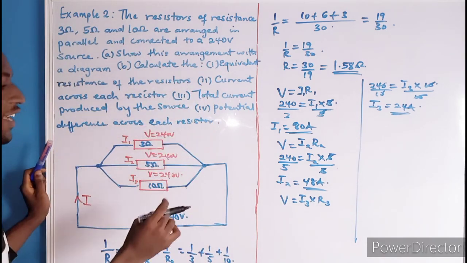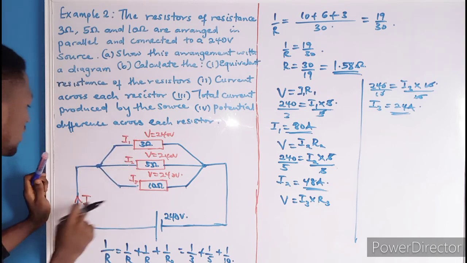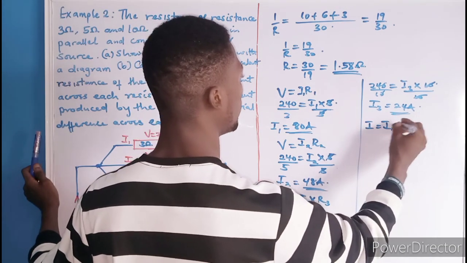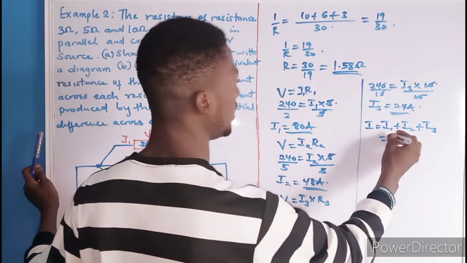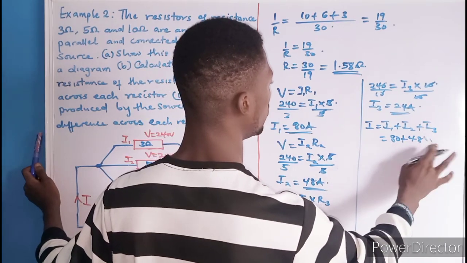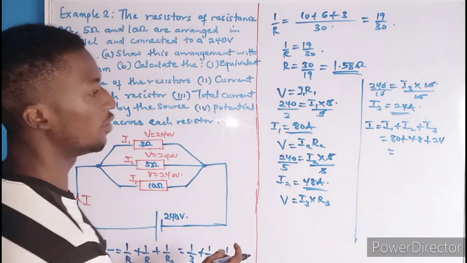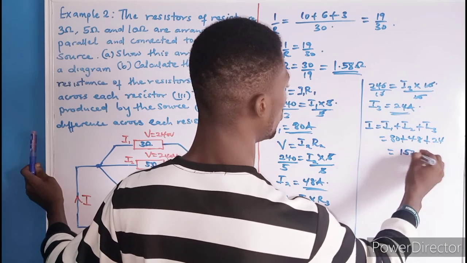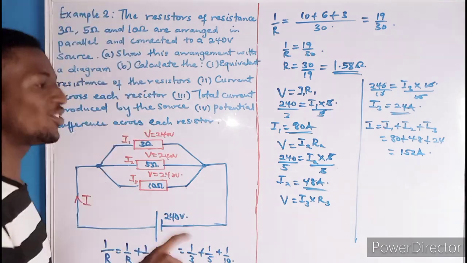Now they said we should calculate the total current. I told you that the current across each of these resistors, by the time you add it together, you get the current you have here. So we can say that our I is equal to I1 plus I2 plus I3. I1 is 80, I2 is 48, and our I3 is 24. By the time you add all of this together, what do you get? That should give us 152 ampere, right?